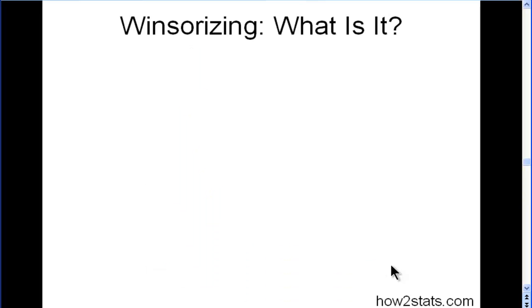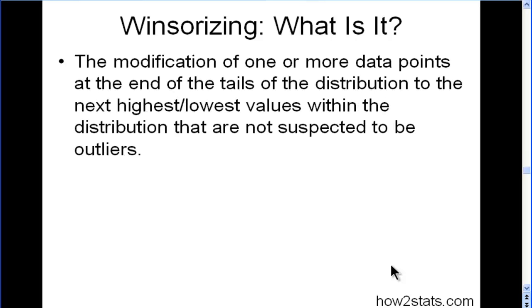Now, Winsorizing, what is it? And I suspect this is the more commonly used, or the circumstance under which you will be having to deal with an outlier. And it's the modification of one or more data points at the end of the tails of the distribution to the next highest, lowest values within the distribution that are not suspected to be outliers.